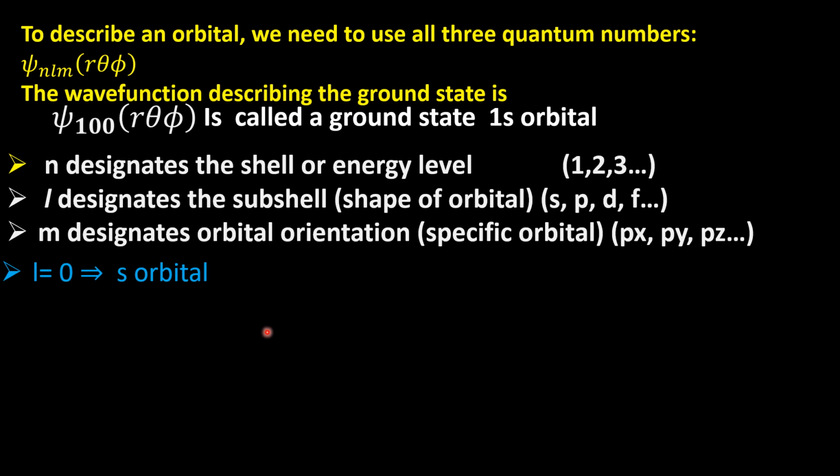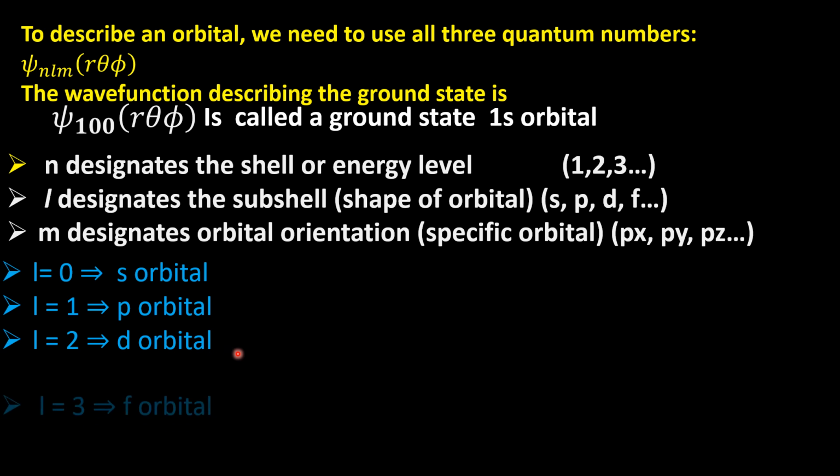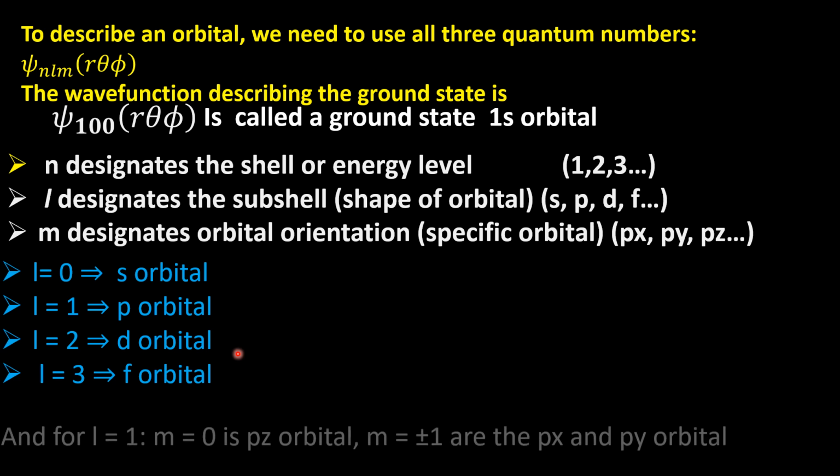So we can say that when L is equal to 0, when the value of the orbital quantum number or angular momentum quantum number is equal to 0, it represents the s orbital. When the value of L is equal to 1, it represents the p orbital. If L is equal to 2, then it will be the d orbital, and so on. When L is equal to 3, it will be the f orbital.